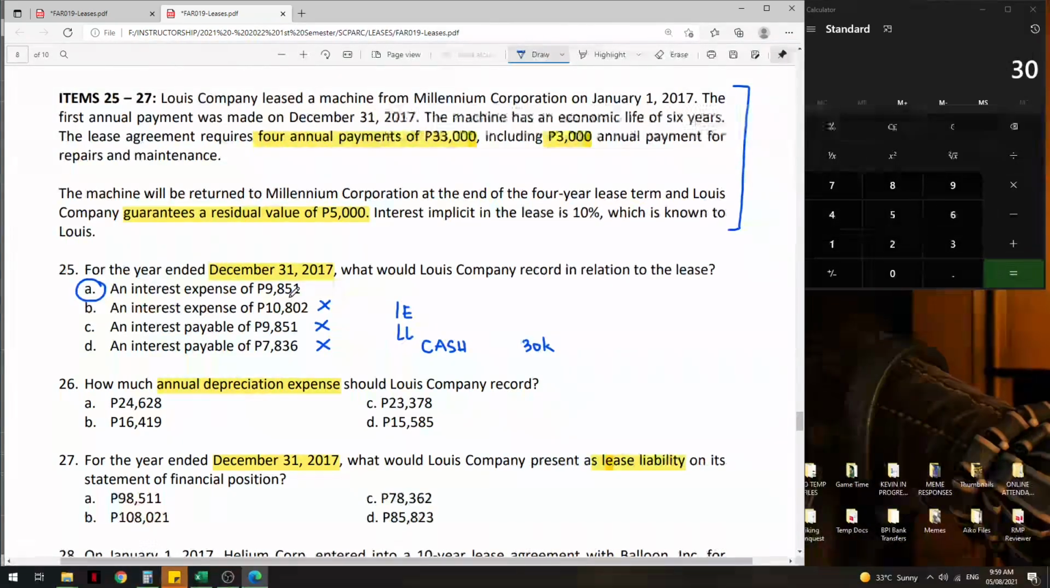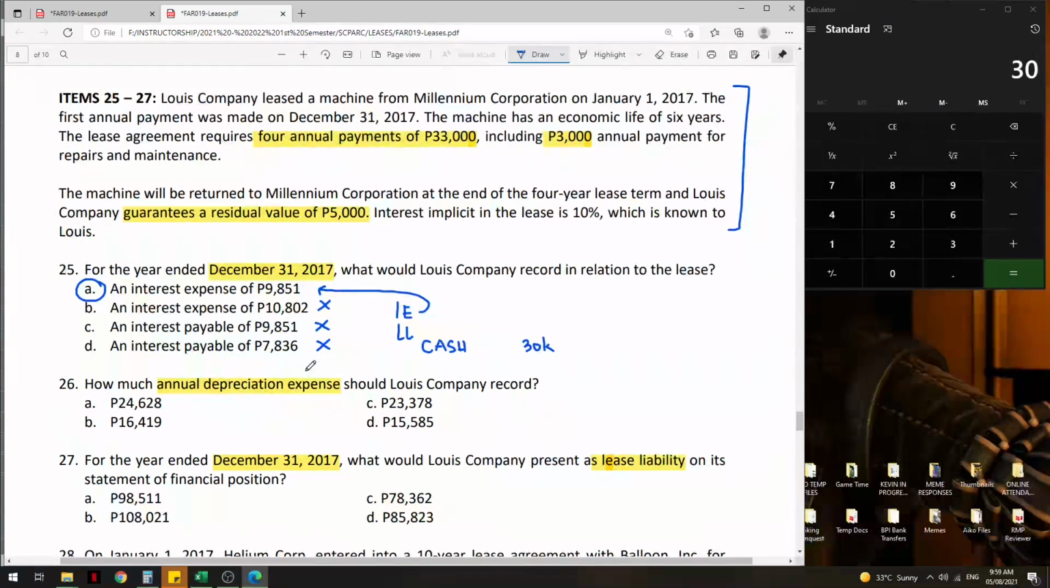Pero ito yung mas importante. The amount of interest expense debited is equal to this one. Meanwhile, the amount of lease liability debited is equal to the amortization, which is 30,000 minus the interest expense. Okay, I will not be computing that, and I know you can do it on your own naman. So let's proceed to the next item. Our answer for number 25 is letter A.